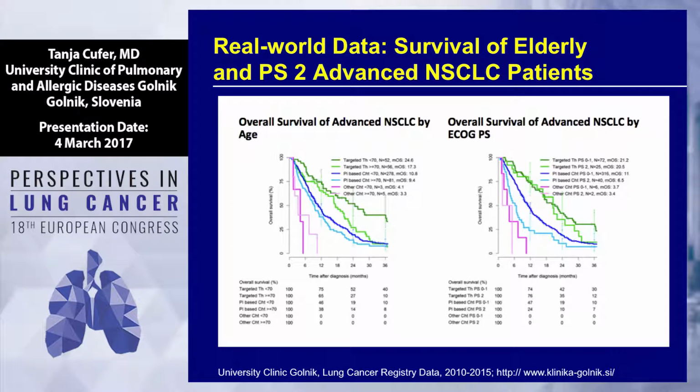Then we have a split. The reason is that the patients older than 70 years of age didn't receive second-line chemotherapy, and at that time, in the data for 2010-2015, we didn't have mutant-specific third-generation EGFR TKIs, we didn't have second-generation ALK inhibitors, and elderly patients didn't receive second-line therapy. That's why for the elderly, the targeted therapy curves are separating after 1 year. On the right side, you have our data for performance status.